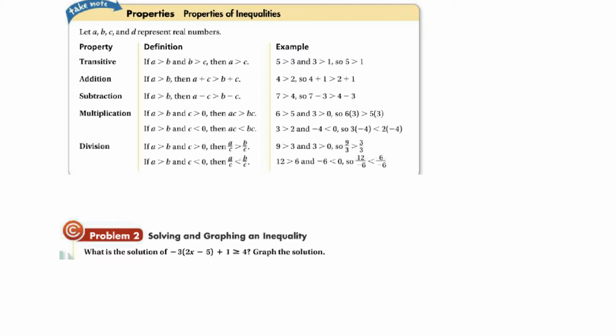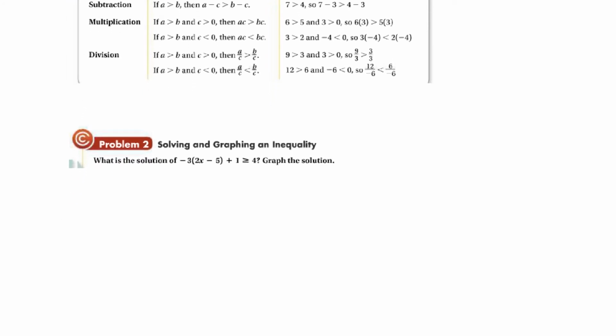Now we're going to go ahead and look here at problem 2. Solving and graphing an inequality. So what is the solution of negative 3 times 2x minus 5, plus 1, greater than or equal to 4? So first I need to get rid of my parentheses by using the distributive property. So negative 3 times 2x is negative 6x. Negative 3 times negative 5 is positive 15. Plus 1 is greater than or equal to 4.